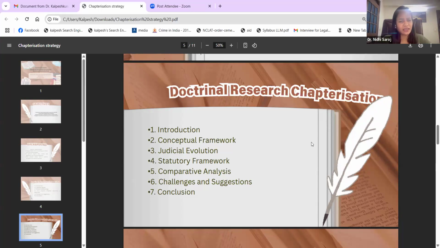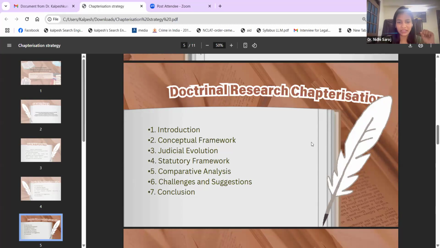Comparative analysis, again, this is not mandatory. If you have specifically mentioned comparative analysis in your title, I feel you can have a dedicated chapter, or else you can merge 4 and 5. It totally depends upon you. 6, challenges and suggestions. Here you have to highlight something related to future research or some aspects which you could not answer, and the suggestions which you could draw on the basis of the research that you have conducted, and then the conclusion.